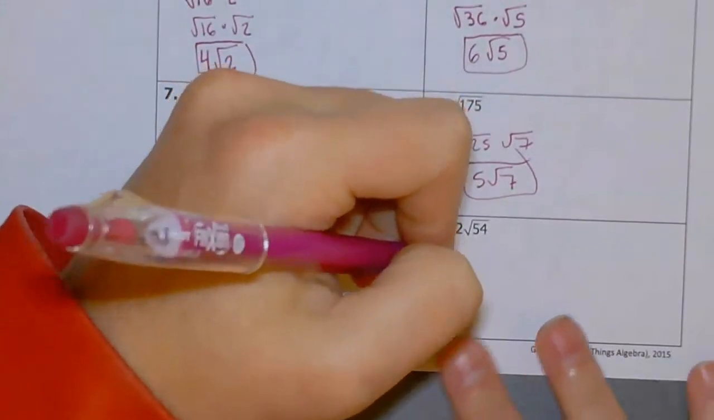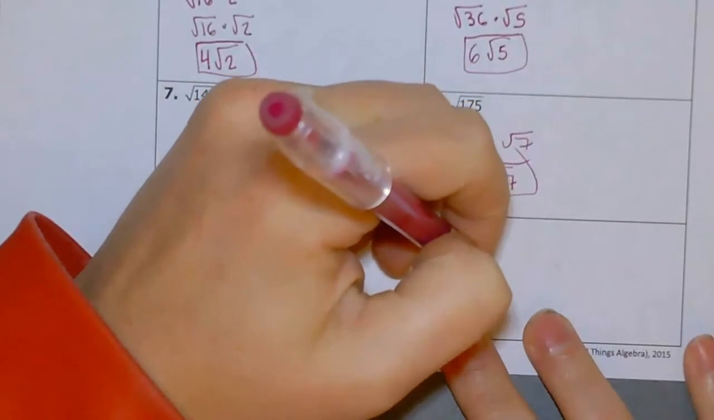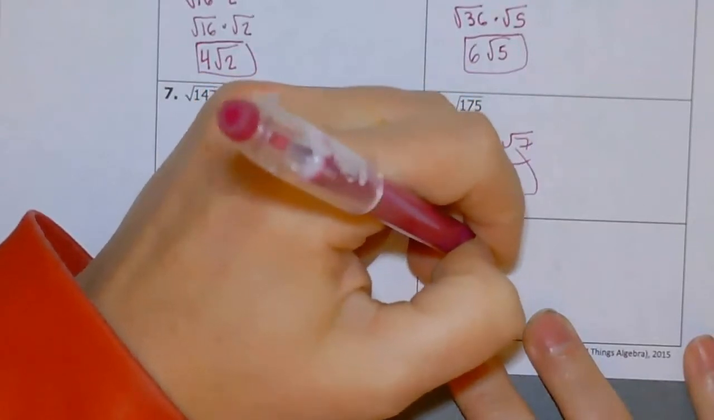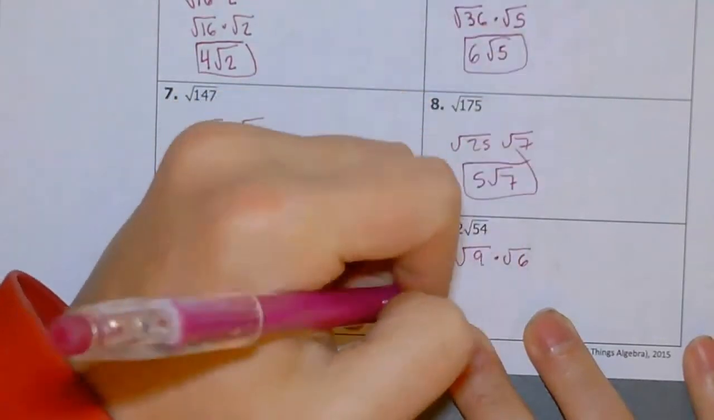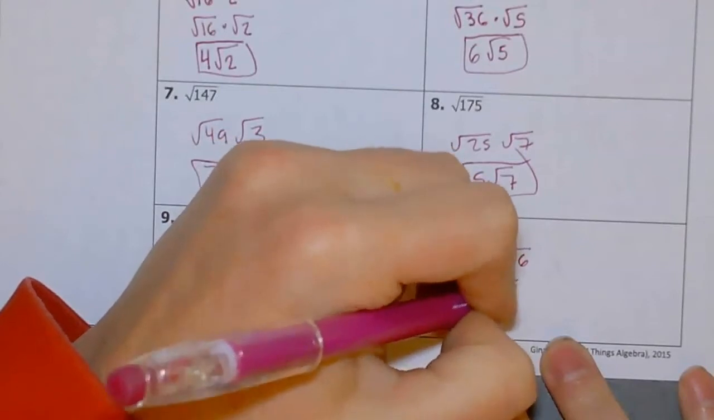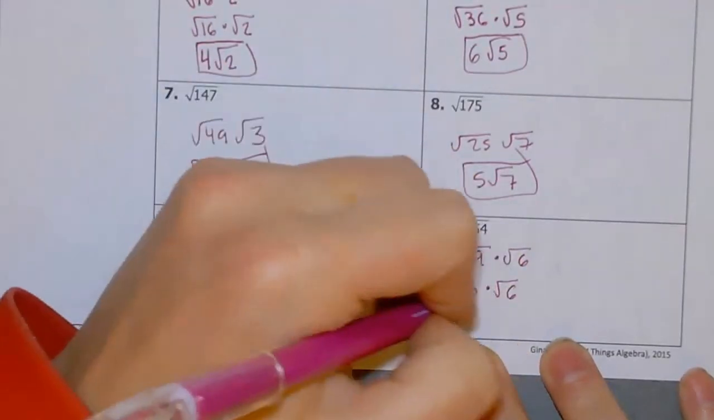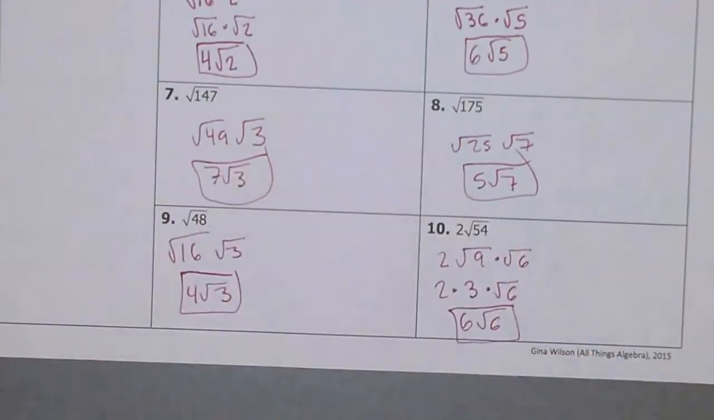So 54, the biggest perfect square that goes into 54 is 9. So it's going to be square root of 9 times square root of 6, just with a 2 out front. Now I do 2 times the square root of 9, which is 3, times radical 6. 2 times 3 is 6. Root 6 is our final answer. And that's all there is to it.